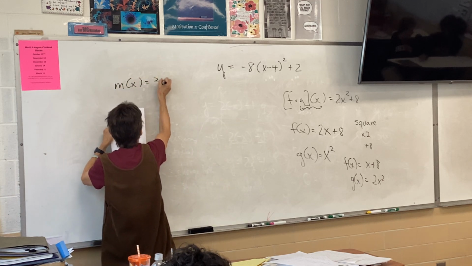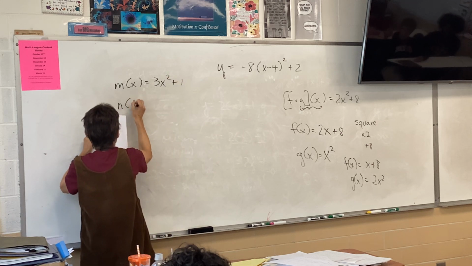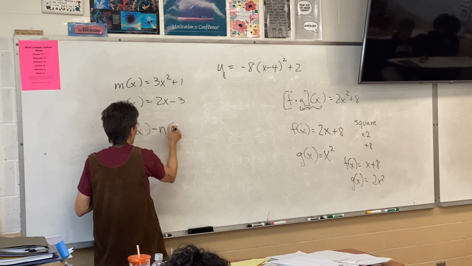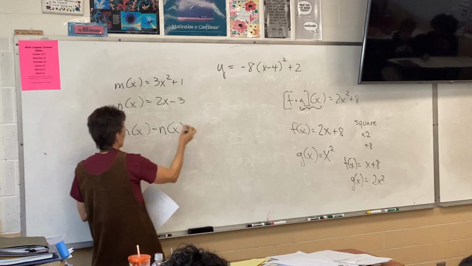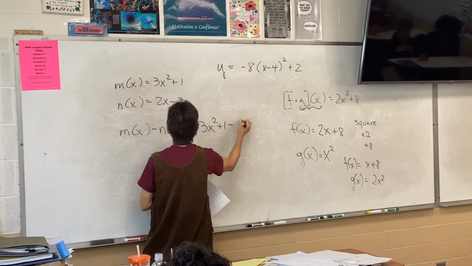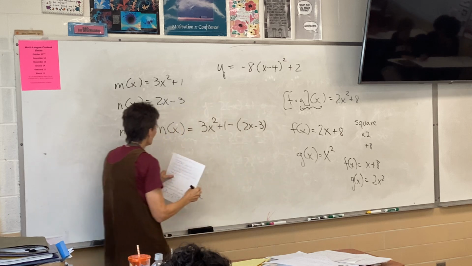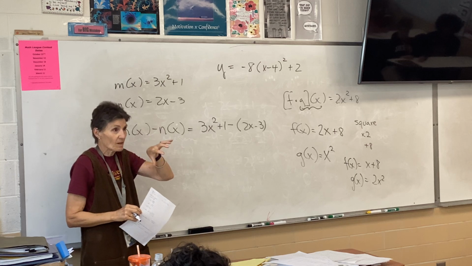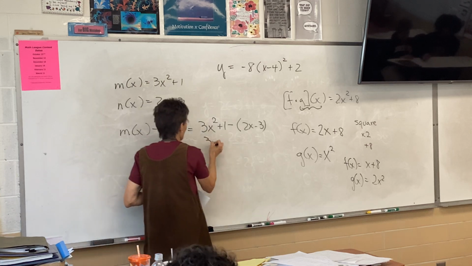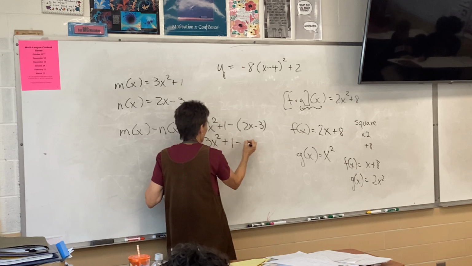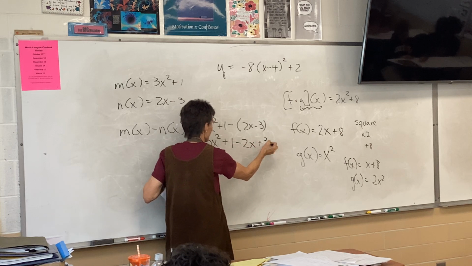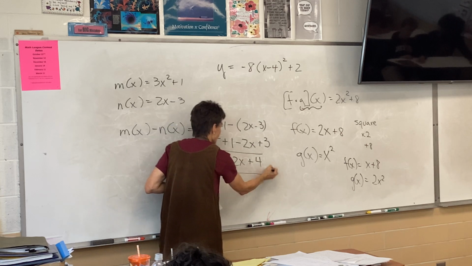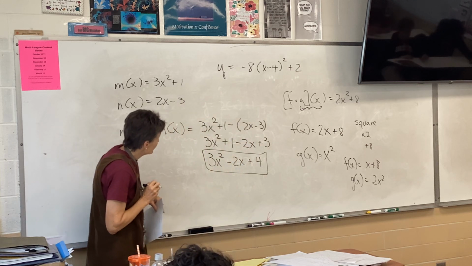So here's M, and N. And we're going to do this. What's this? M of X minus N of X. What would that be? 3x squared plus 1 plus 2x, minus 3x squared plus 1 minus 2x minus 3. I'm going to put that one in parentheses because I have to subtract the whole thing. So I'm going to have 3x squared plus 1 minus 2x plus 3. Stop right there. That's the answer. If I added right, that's the answer.